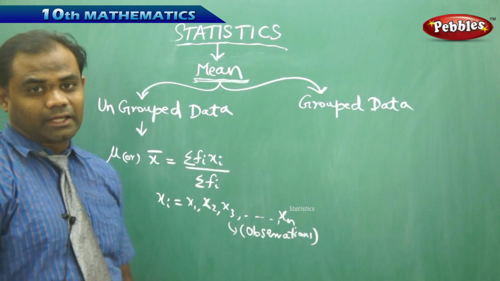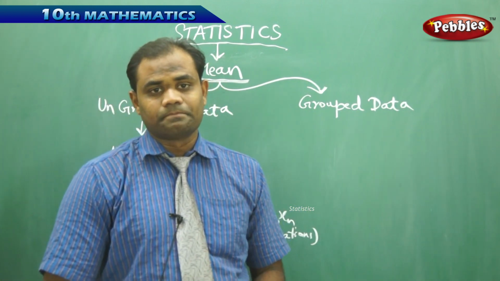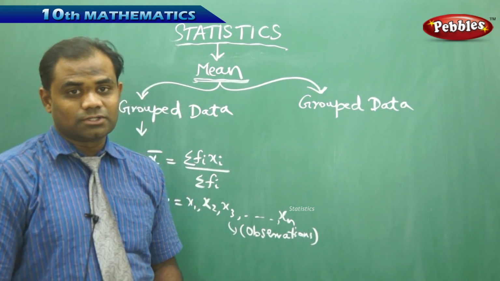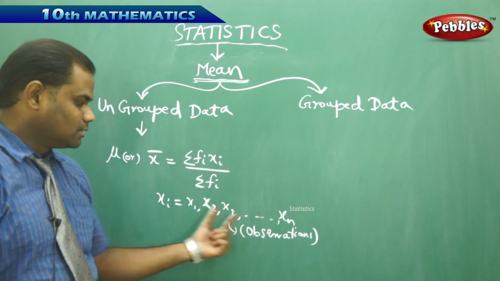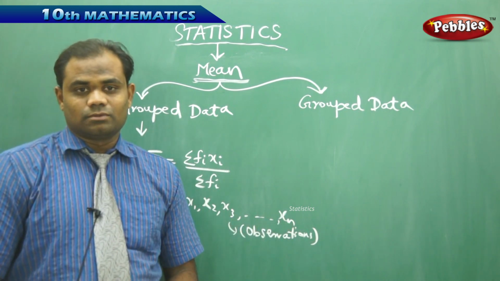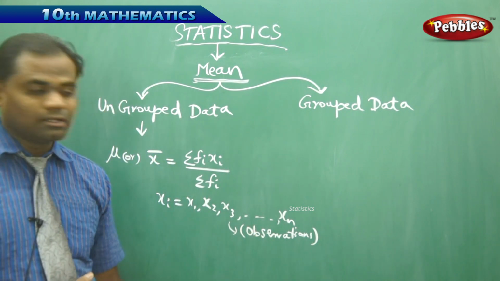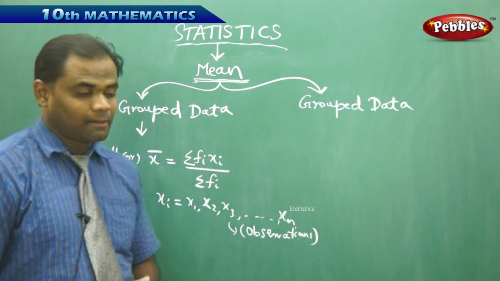Now observations like the marks obtained in mathematics, as in the previous problem, each of the marks obtained by each and every individual student in mathematics for 100 marks is nothing but the observation. So the marks of each student are identified as observations in the data. In the mathematical or statistical language, we call them observations.